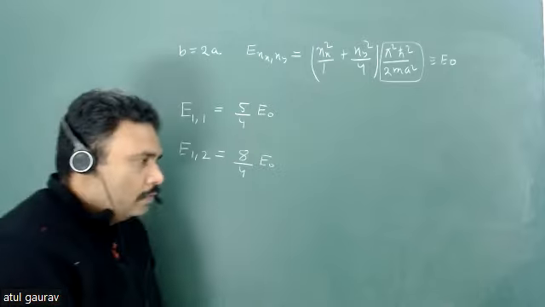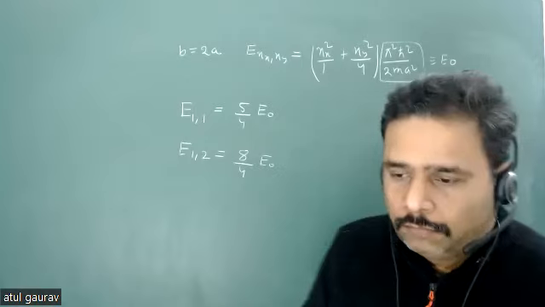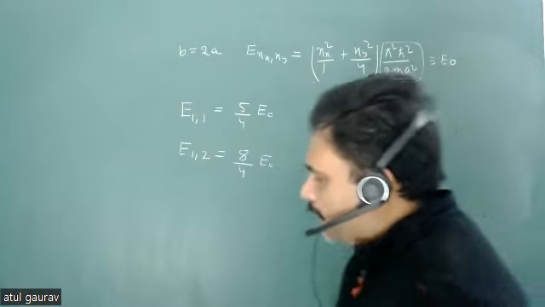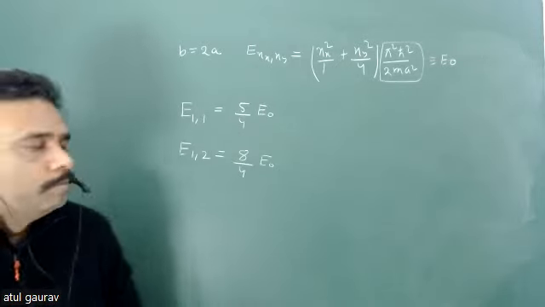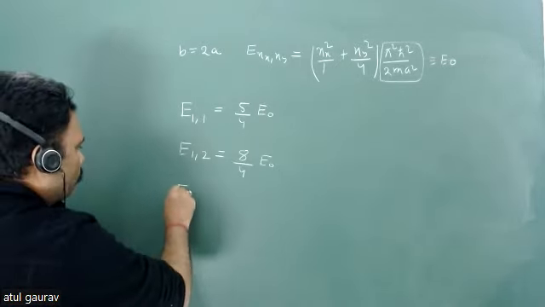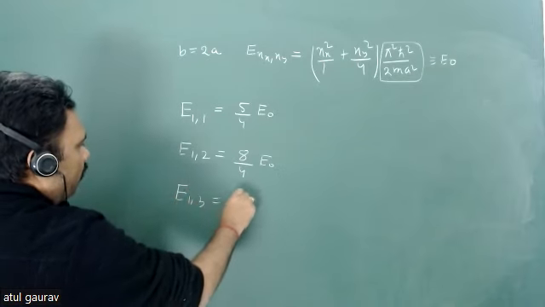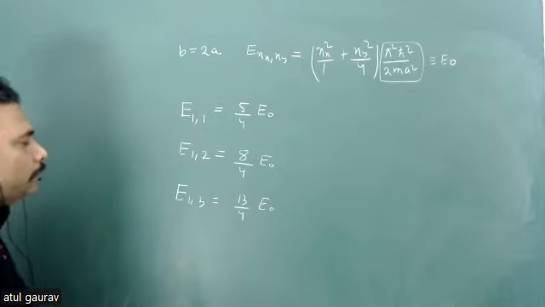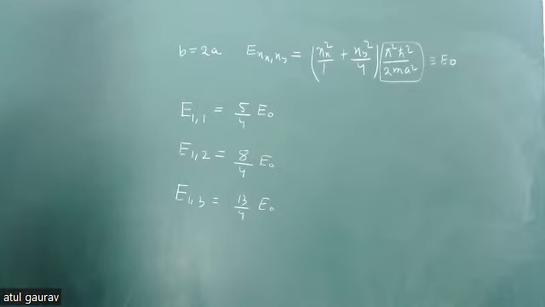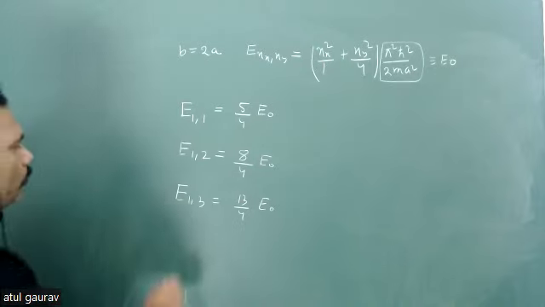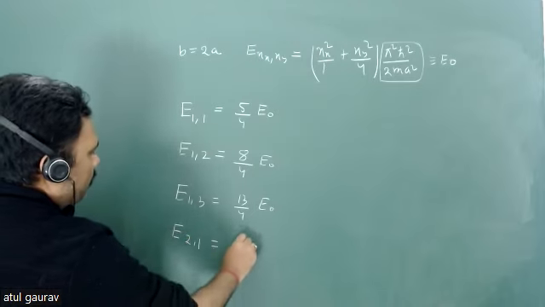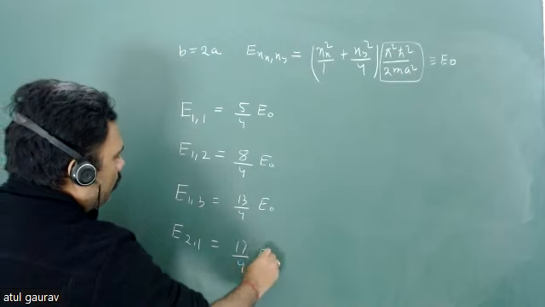What is the next value? 1, 3 या 2, 1? 1, 3 होगा. What is this 1, 3? कितना आ रहा है? 13 by 4 E naught. What is your next one? 1, 4 or 2, 1? What is 2, 1? 17 by 4. 2, 1 is 17 by 4 E naught.